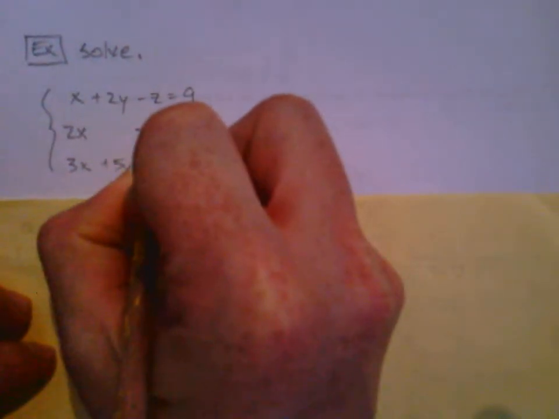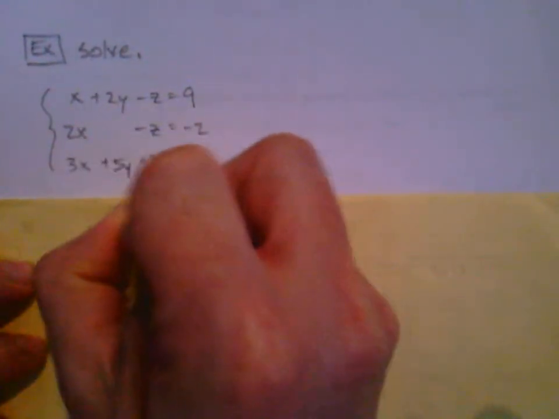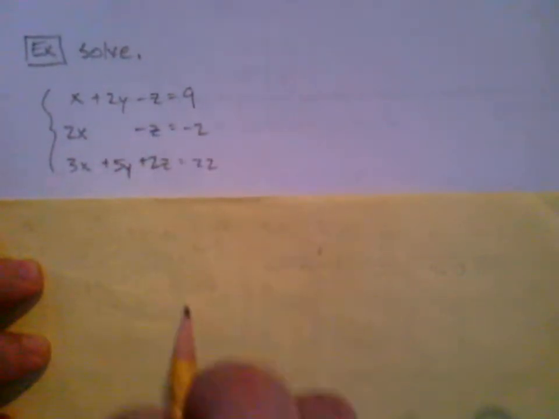Here we go. This is what we're going to solve using matrix row operations. It's x plus 2y minus z equals 9. 2x minus z equals negative 2. 3x plus 5y plus 2z equals 22.